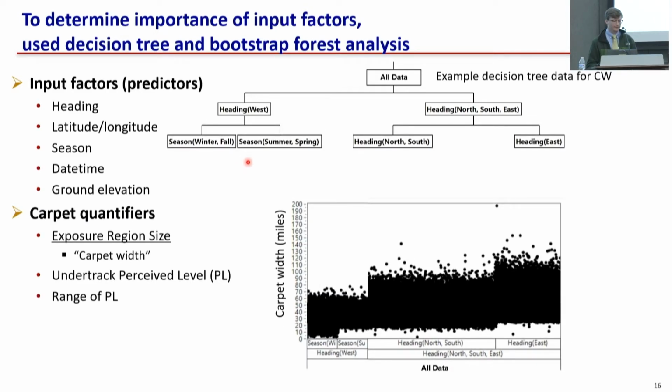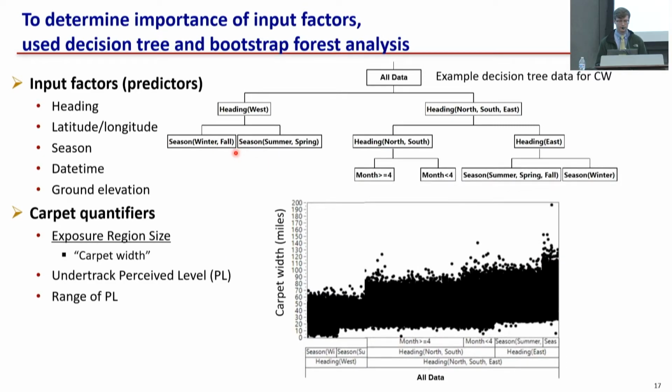Then the next decision tree splits on the seasons for this case, or again on the headings, and you see the east is typically the largest heading. But you go through this process, and each decision tree tries to split and predict the carpet width better for each split.